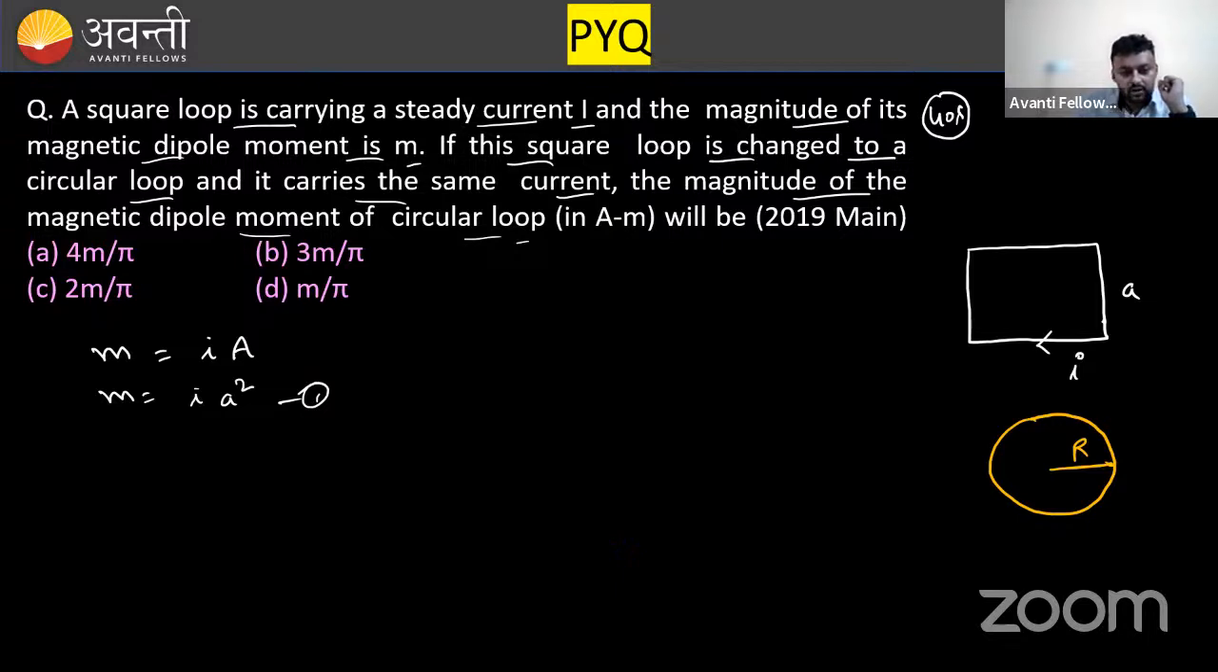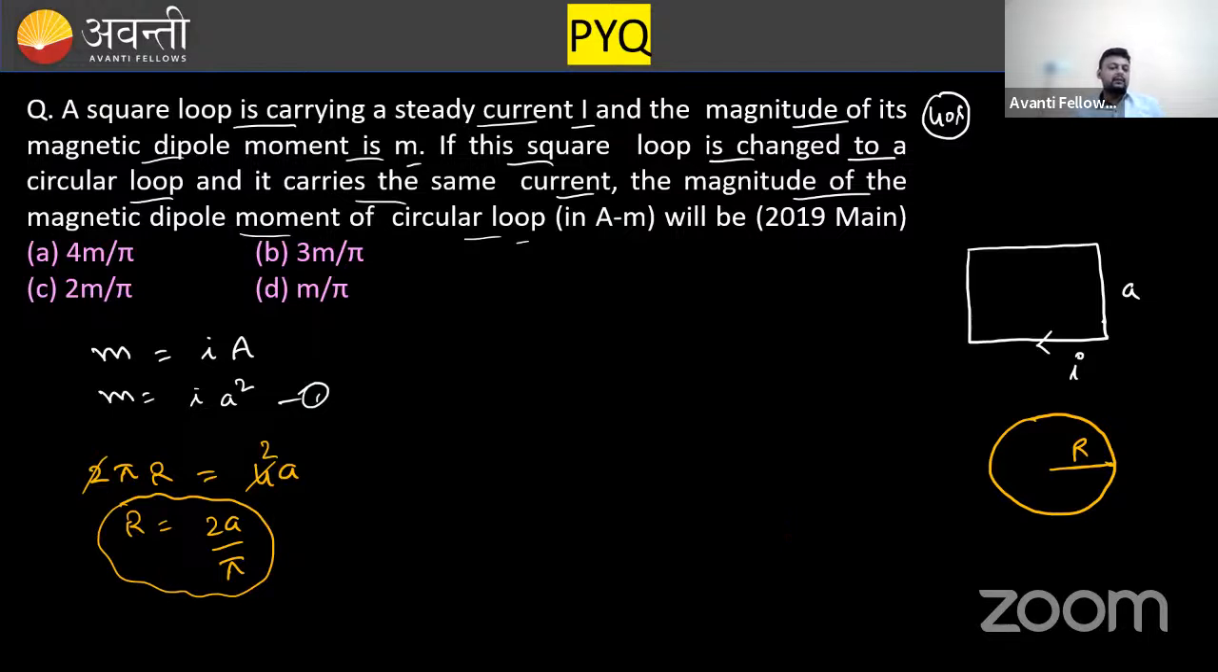You can write the length of the circular wire is what? 2 pi r. And the length of the square wire or square loop is what? 4a. How 4a? The circumference is 4a. So you can get 2 and this can be cancelled. So radius is equal to 2a over pi. You can correct me if I am writing something wrong. If I'm making some calculation mistakes, then you can correct me. This is the radius of the circular loop.